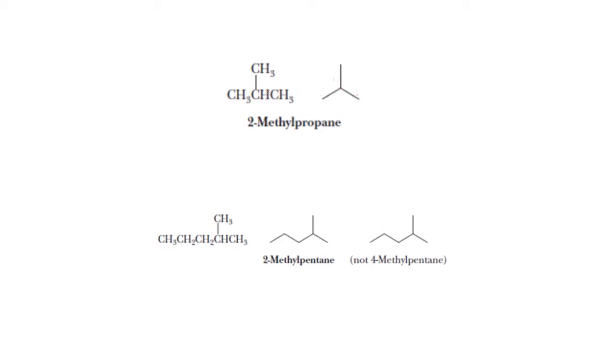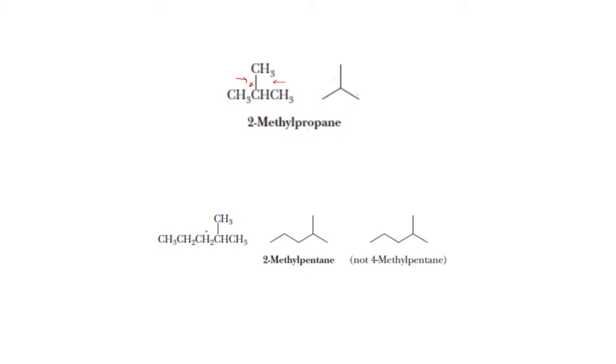So if I look at this structure in here and I try to number, in both ways, my side chain is at the middle carbon atom, which is at the position number 2. It doesn't matter if I number from this side or that side. So at position number 2, I have a methyl group. So I have 2-methyl propane.